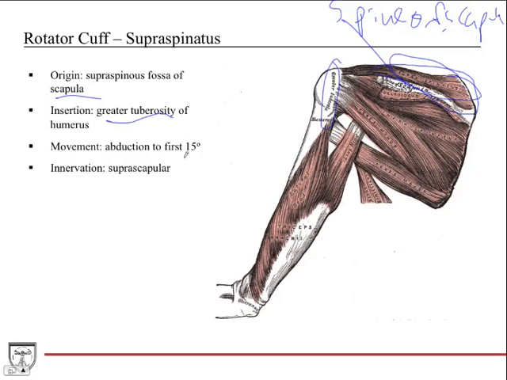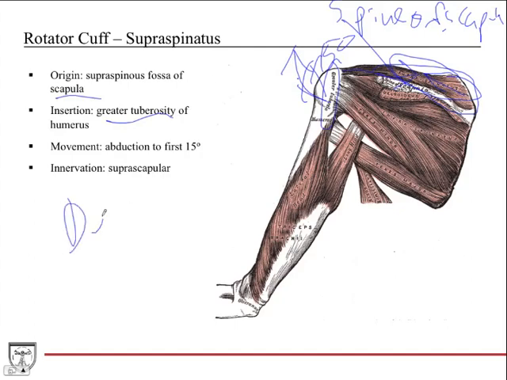It does abduction to the first 15 degrees. So if you look, the muscle contracts like this and helps pull the upper extremity out. So first 15 degrees, if we draw a little angle here, 15 degrees, then deltoid takes care of the rest.